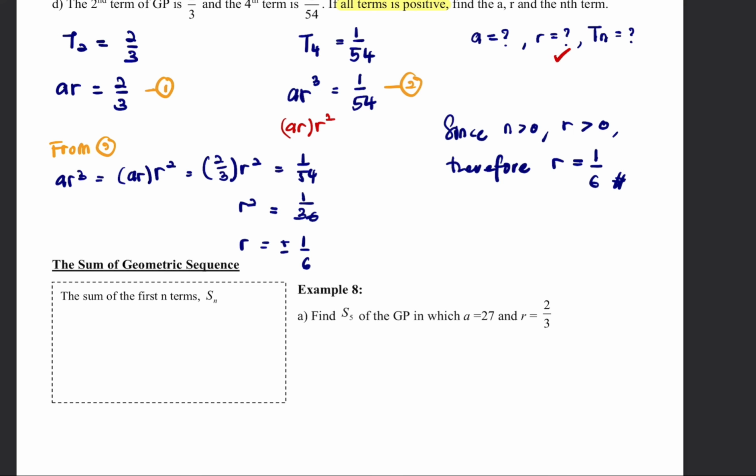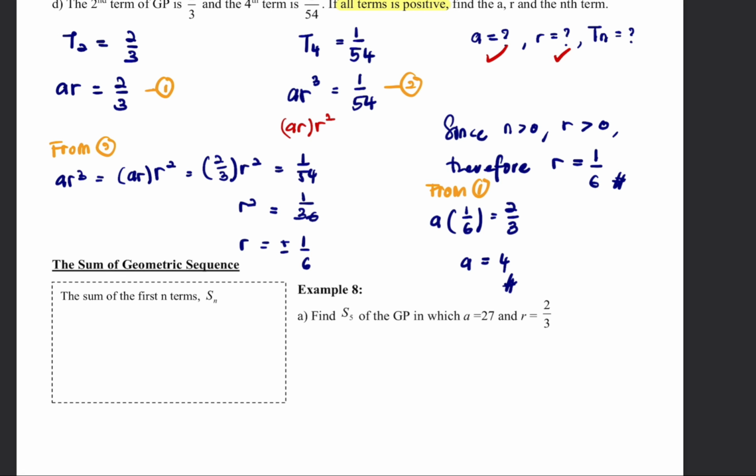So now we want to find a. Just substitute lah dalam salah satu equation kita. So we have from 1, we have a. We know r is positive, 1 over 6, equals to 2 over 3. Then we will have our a is equal to 4. So we have our a, and the last one is we want to find the nth term.